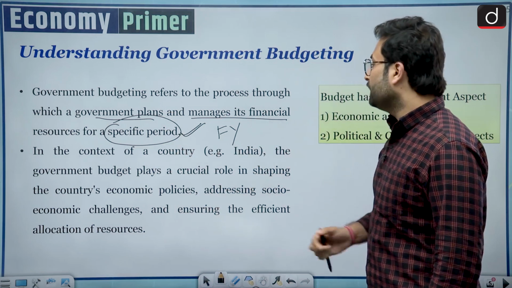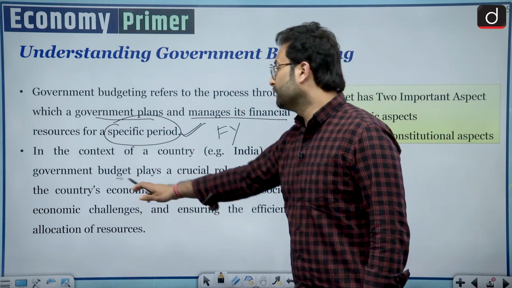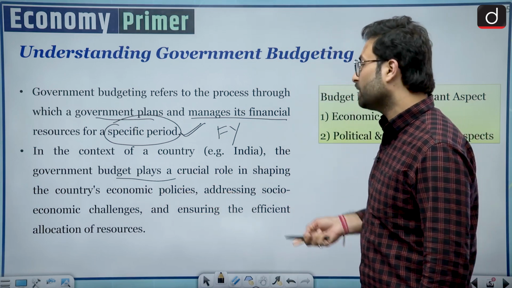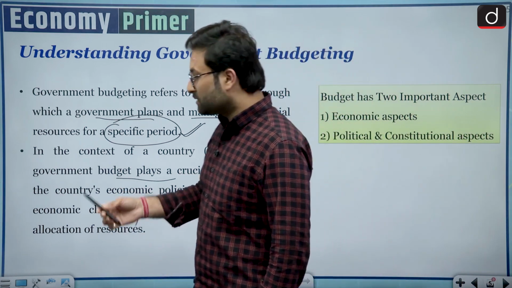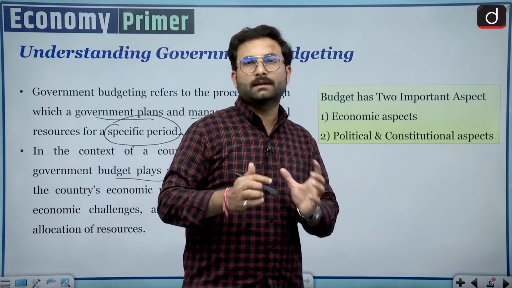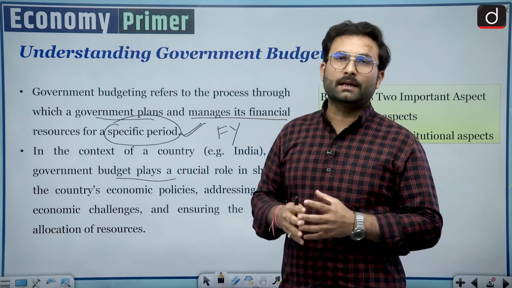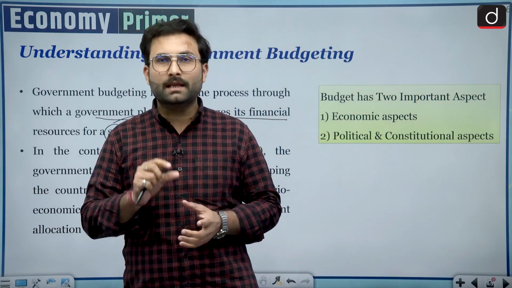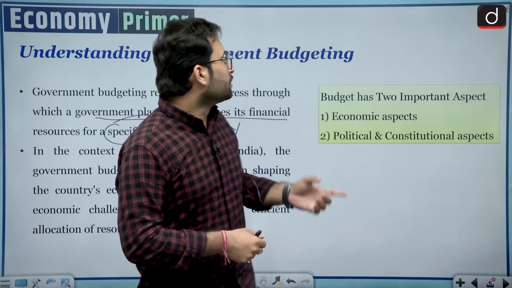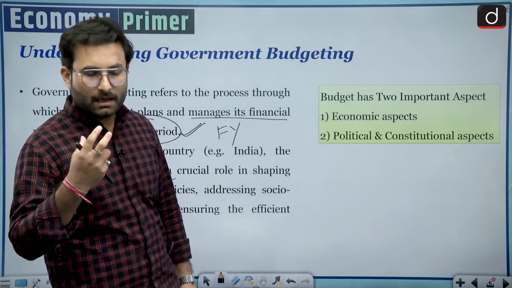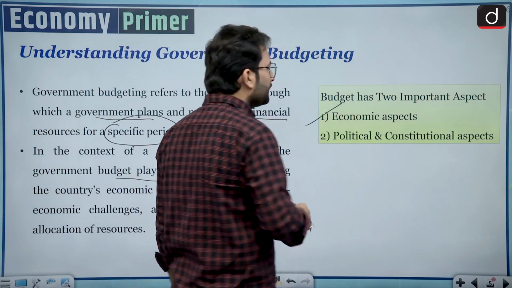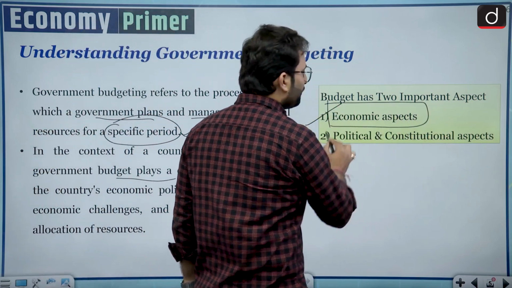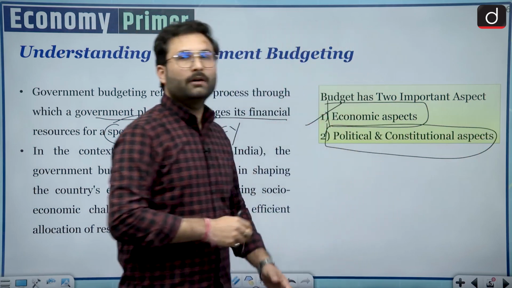In the context of a country like India, the government budget plays a crucial role in shaping the country's economic policies, addressing socio-economic challenges, and ensuring efficient allocation of resources. Since we have issues related to poverty, etc., it is quite important and imperative for us to go for equitable allocation of resources, and in that regard budget becomes very important. Okay, so when we are talking about budgets, there are two aspects of it: one related to the economic part and the second is the political and constitutional part. So in this video we'll be talking about the economic aspect, and the political and constitutional aspect of it will be covered in the polity primer.